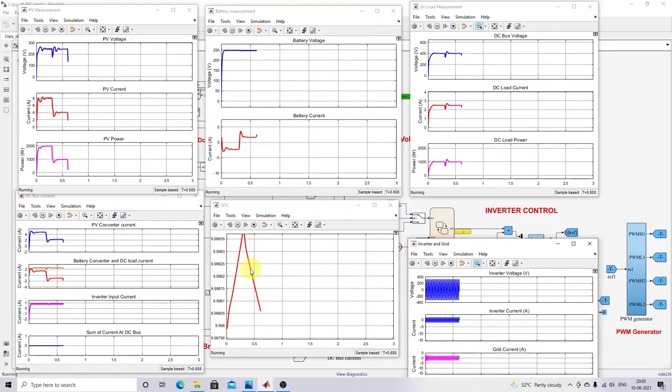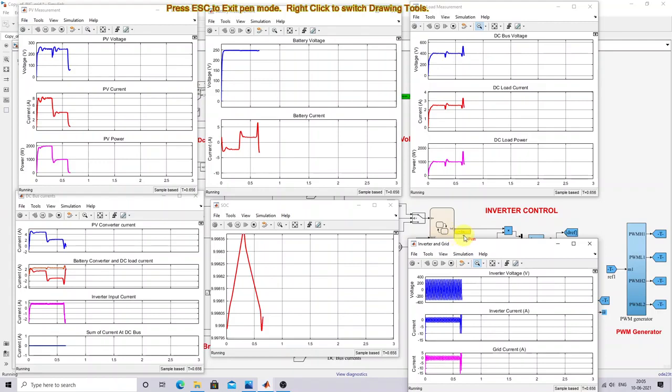Now we can see that PV power goes to 0 and also SOC is less than 10 percent. So what will happen? The logic will be changed to minus 10, right? Now the reference current is minus 10 amps peak. So now we can see that the grid is supplying the power to the DC microgrid.